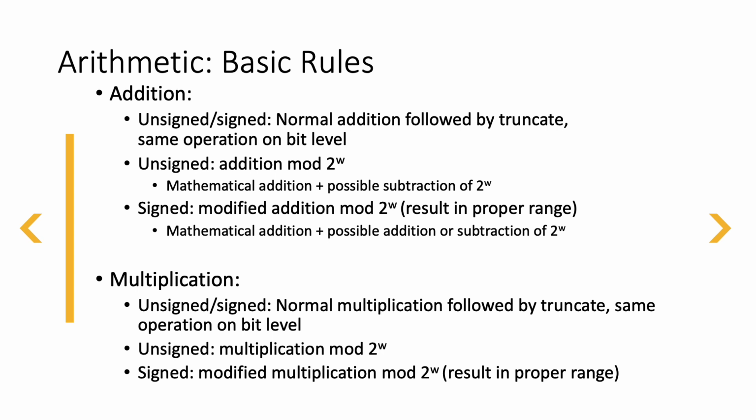With multiplication, for both unsigned and signed, it's a normal multiplication followed by the truncation, so same operation on the bit level. For the unsigned, it's a modular arithmetic thing. It's multiplication, so the product of the multiplication, mod 2 to the w. For signed, it's the modified multiplication, mod 2 to the w, right? It results in the proper range, but it's a little bit modified because remember, those higher order w bits might be a little bit different than we get with an unsigned multiplication. But once we truncate those, once we chop those off, those lower bits are going to be the same. So when all is said and done, it kind of ends up looking the same.